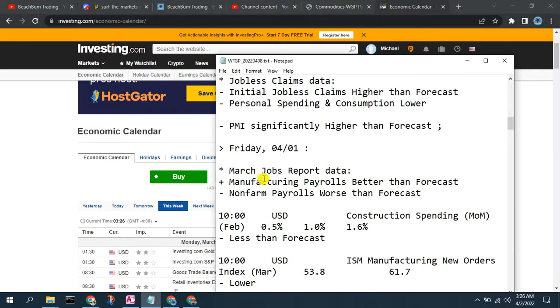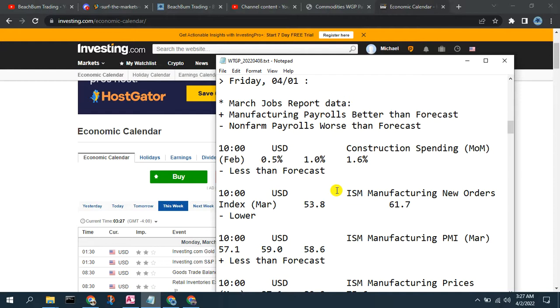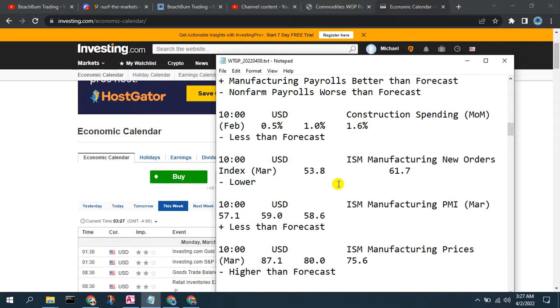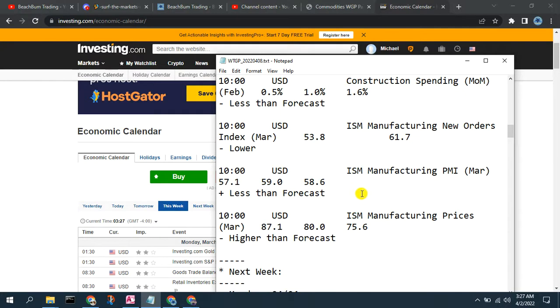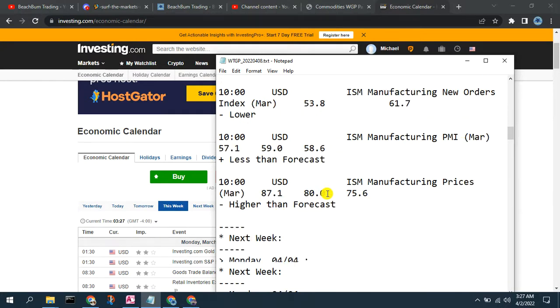And on Friday, we got the March jobs report data, and you saw all the news was received positively. Manufacturing payrolls were better than forecast. It's kind of interesting because they received it positively, but non-farm payrolls was a little bit worse than forecast. Construction spending was less. ISM new orders were less. PMI was a little less, so that inflation was a positive view, and manufacturing prices were higher.